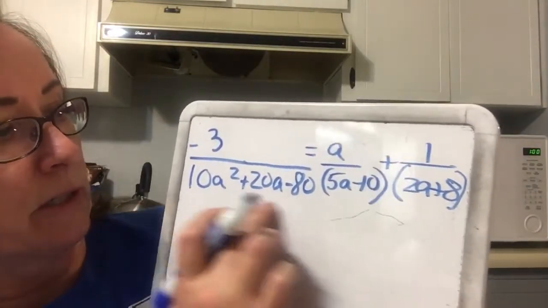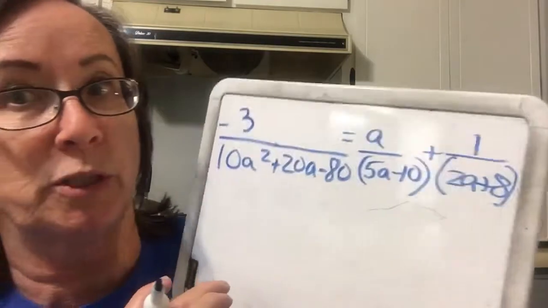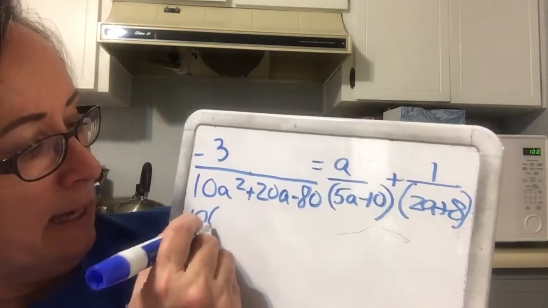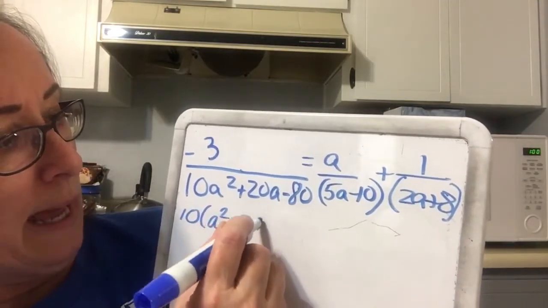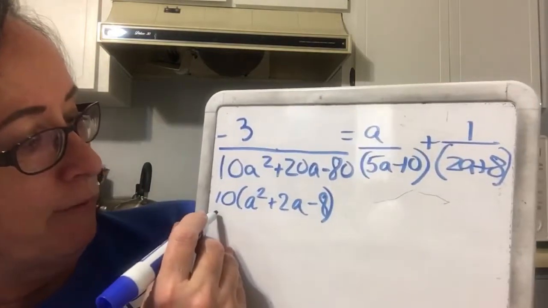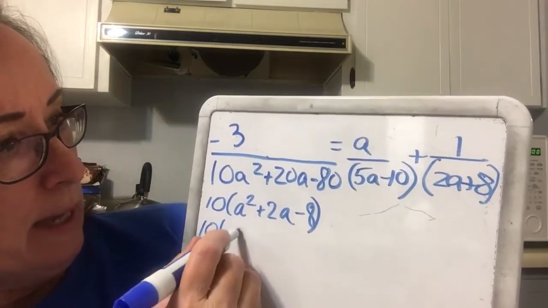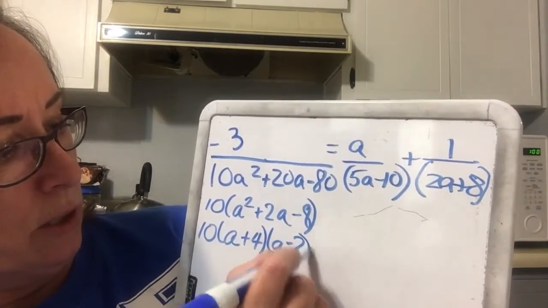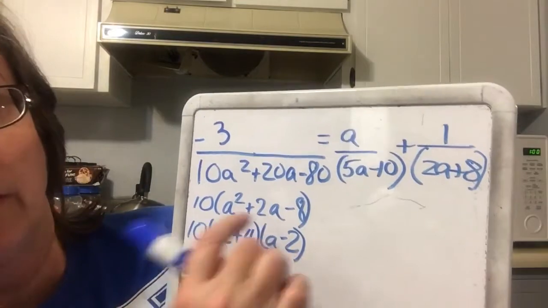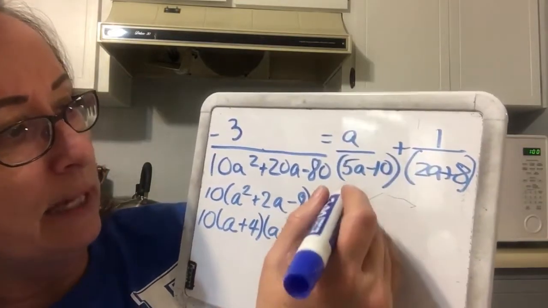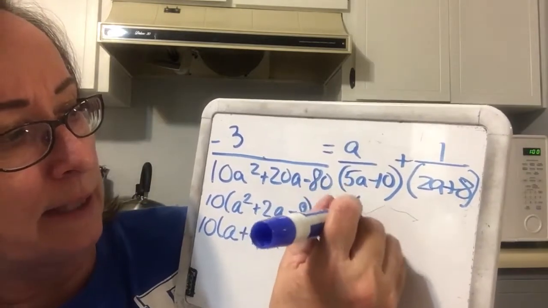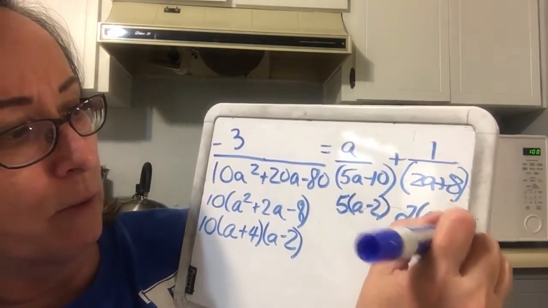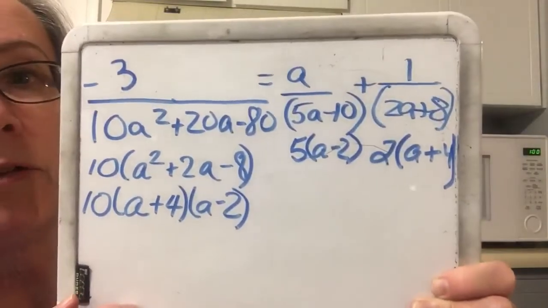Okay, so I have the problem all written down, and it's very crowded. But can I factor this denominator? I have to factor, remember, to build an LCD. So this denominator has a 10 in it, so I'm going to pull out a 10, and I'm going to get an a squared plus 2a minus 8. I'm going to further factor into a plus 4, a minus 2. Okay, so that a plus 4, a minus 2 will give me the 2a in the middle. And then when I factor this one, I've got a 5 times a minus 2. And I factor this one, I get a 2 times a plus 4. Okay, so all of my denominators are factored.